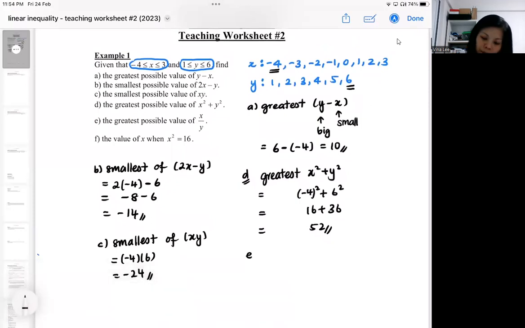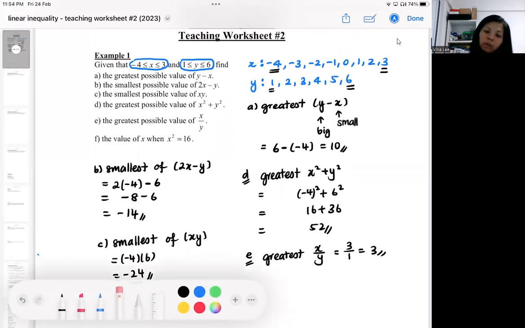Okay, when it comes to fraction, greatest x over y. Okay, if you want the greatest, that will be as big as a whole number as possible. Okay, so in this case, if I choose, I will choose a 3 over 1. That means I'll choose x to be 3 and I'll choose y to be 1.